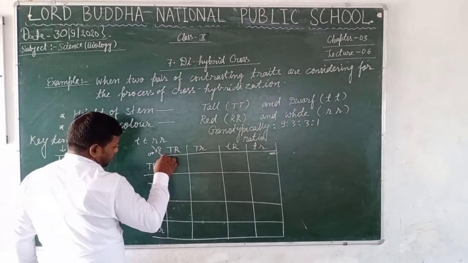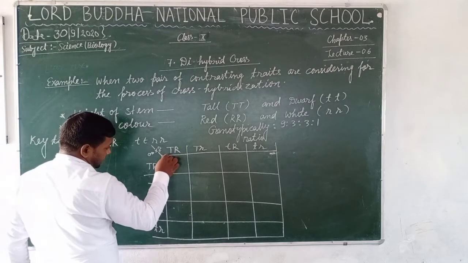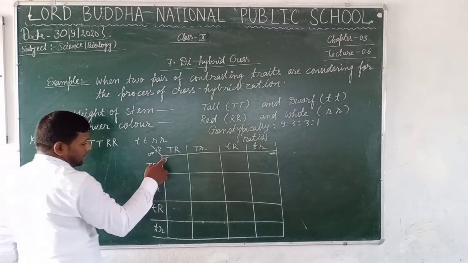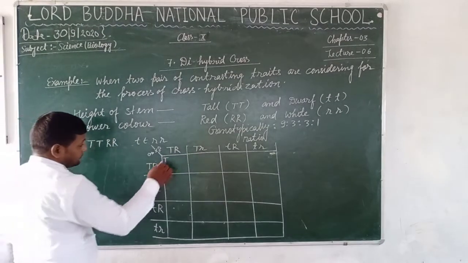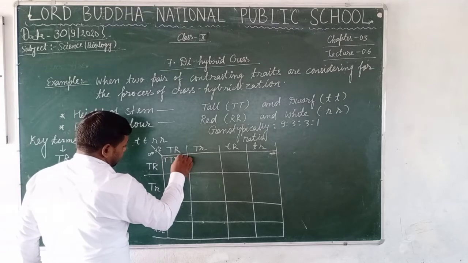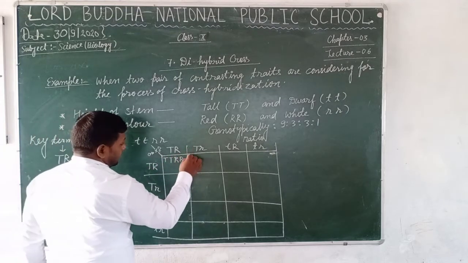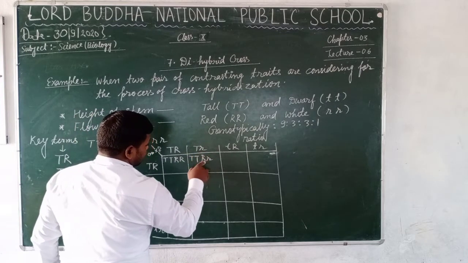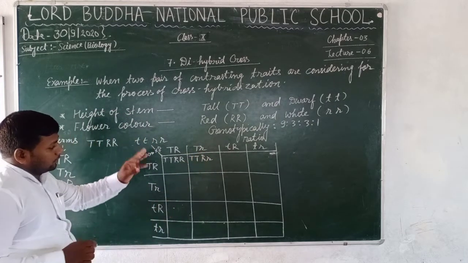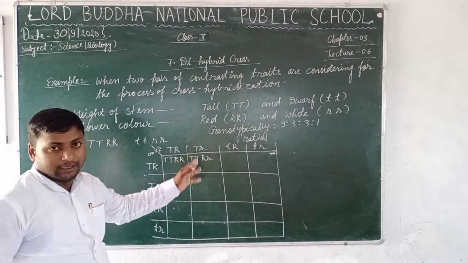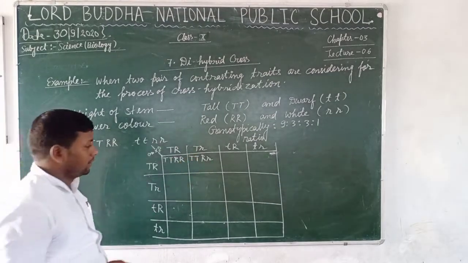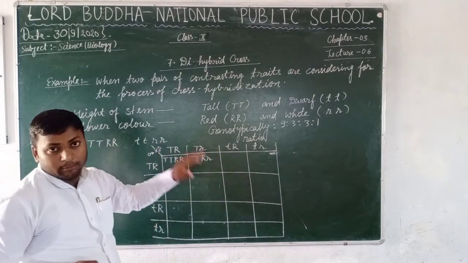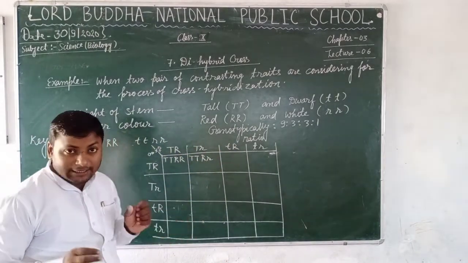Look here very carefully. Capital T, not T square. It is not calculated mathematically. Capital T, capital R; capital T, capital R, small r. The capital letter is always written first, and when a small letter comes, it is written after that, because capital is the dominant trait and small is the recessive trait.